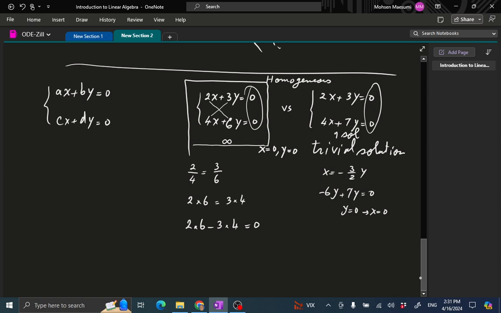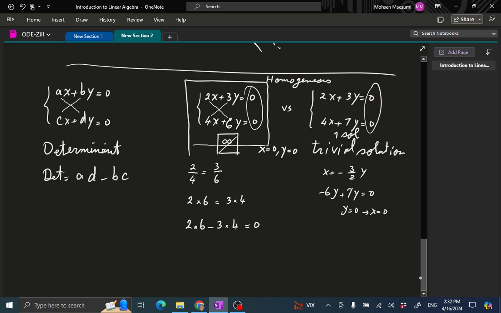To have the possibility of having something other than the trivial solution, what I need is for these two equations to be proportional to each other. And the easiest way of measuring that is by the so-called determinant. So the determinant for this system is AD minus BC. The determinant of a 2 by 2 system is AD minus BC.